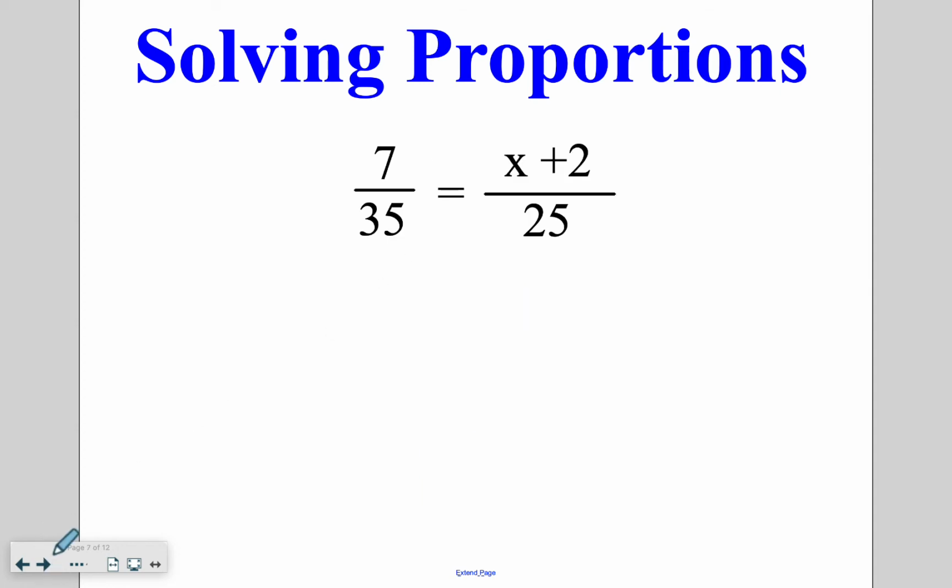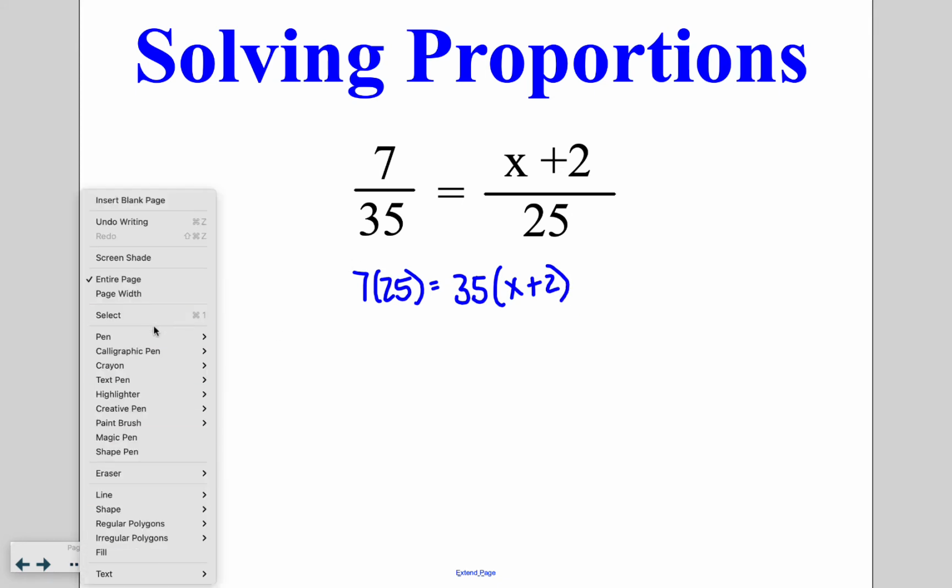When you are cross multiplying, if there is an expression in one of the blank spots, you're going to have to use the distributive property. So for example, when I start this one, I've got 7 times 25 on that first diagonal. And then on the second diagonal, I have 35 times, and then in parentheses, I'm going to keep that numerator value together. So 35 times x plus 2.